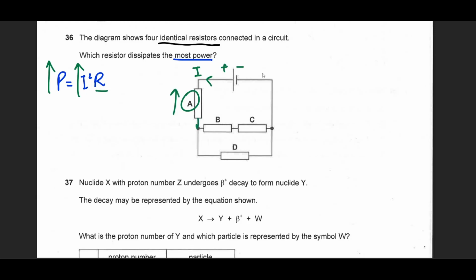Because when the current comes over here, it has to get divided into 2 branches. As it divides, the value of current decreases ever so slightly or ever so more, so the value of P will also be less. I can't control the value of R, so my argument lies on the value of I. Where is it going to be the greatest?